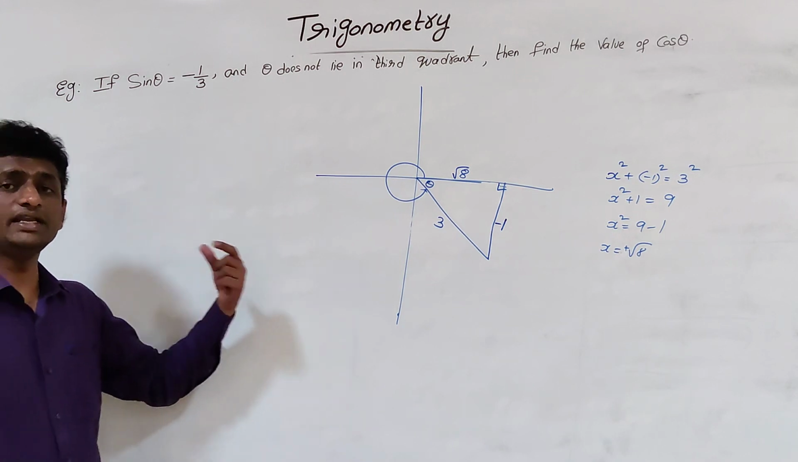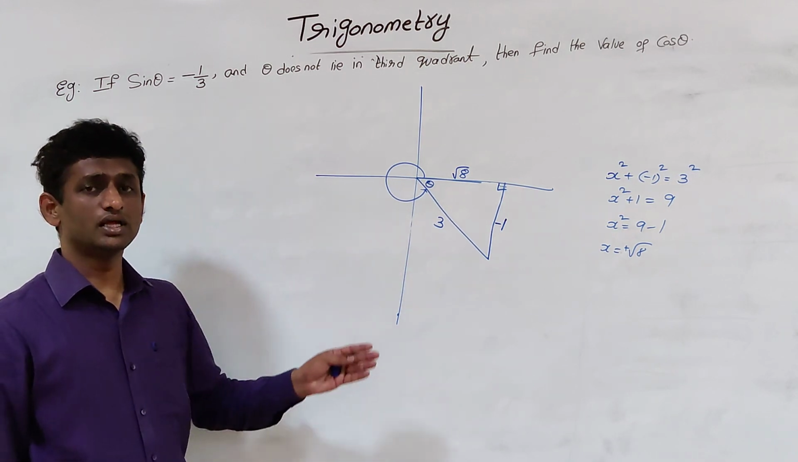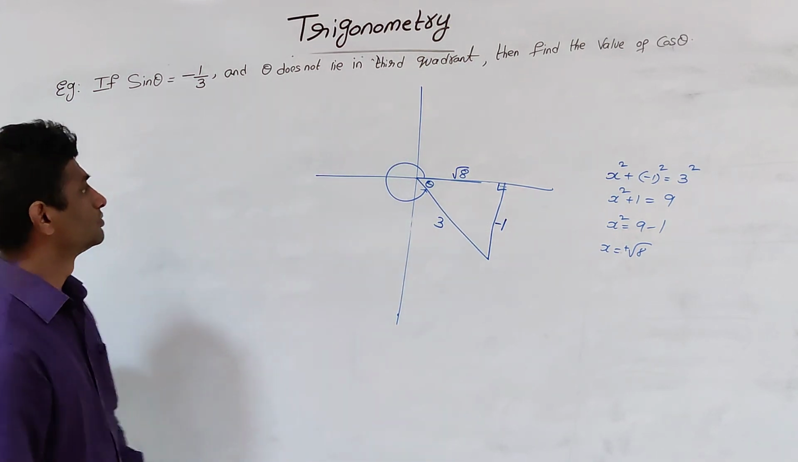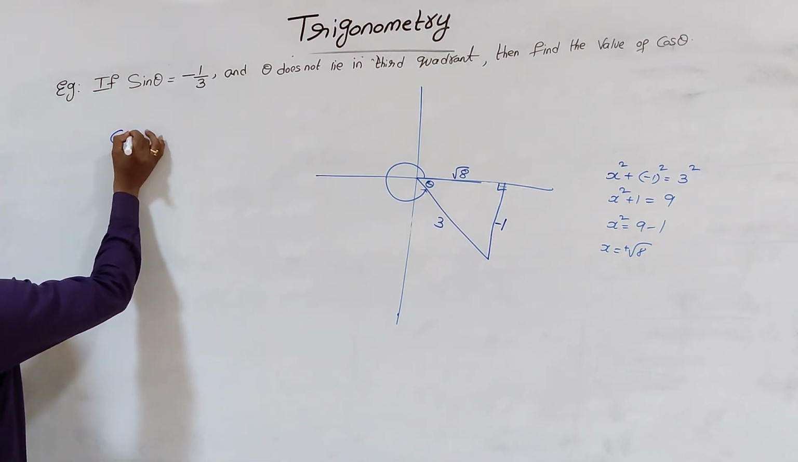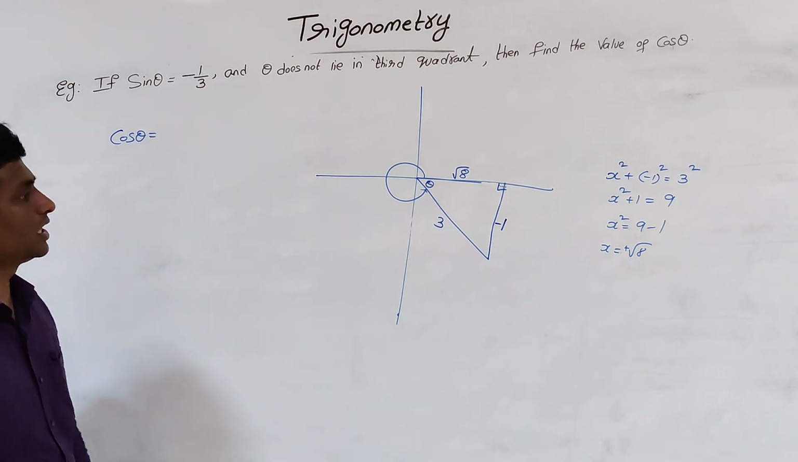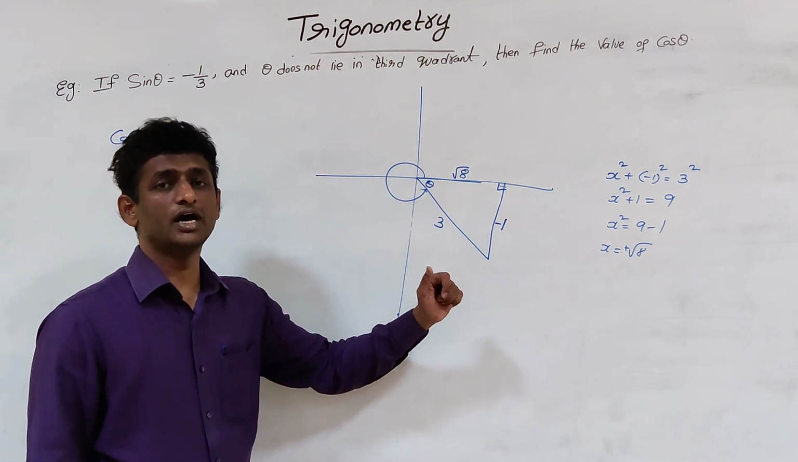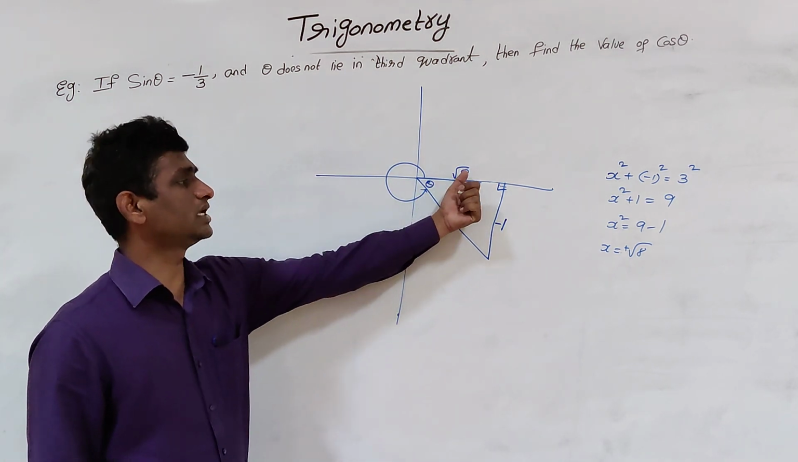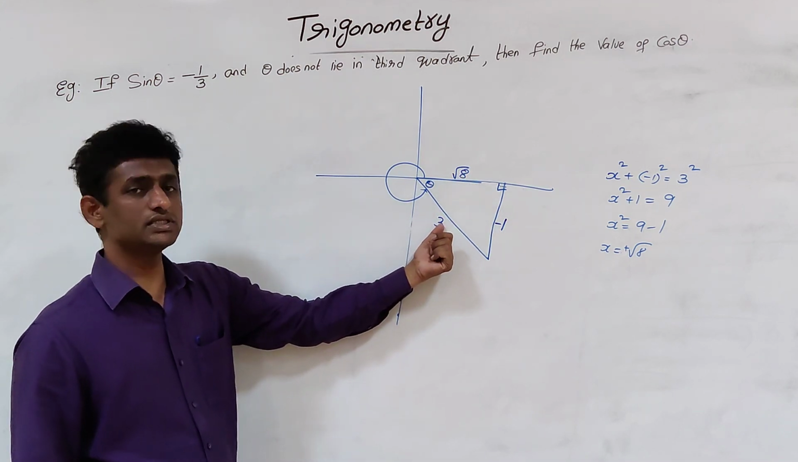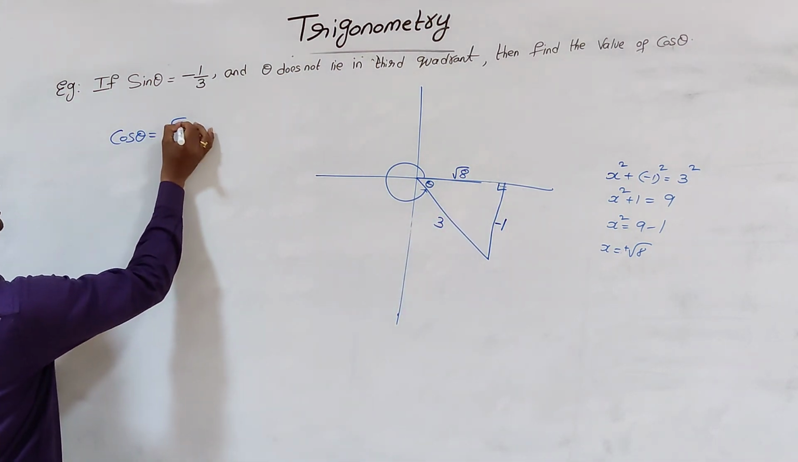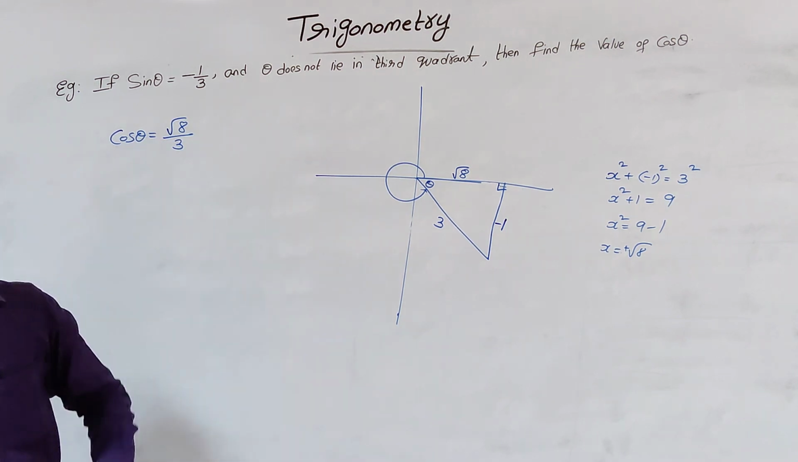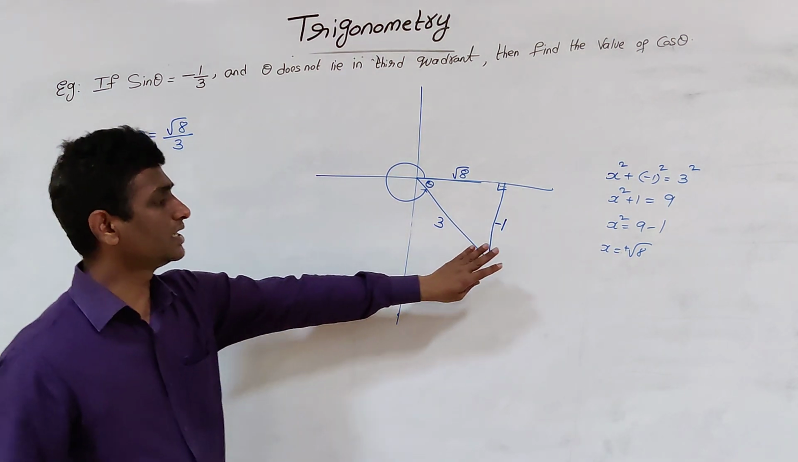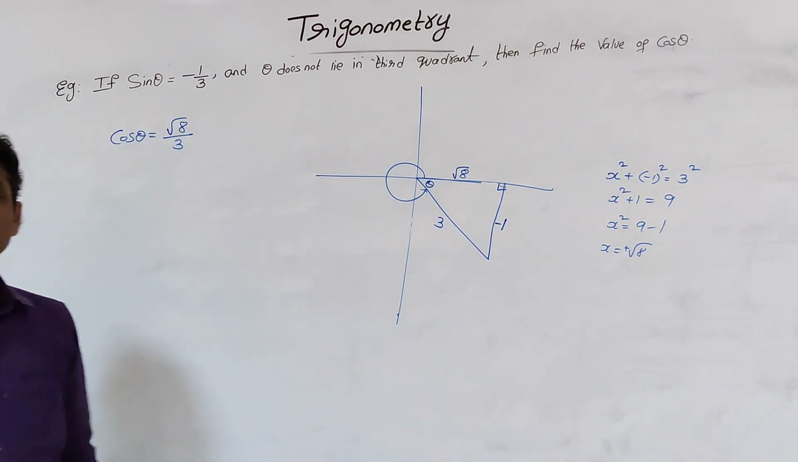Now we can find any trigonometric ratio apart from cos theta. But as he is asking what is cos theta, cos theta is adjacent side by hypotenuse. Adjacent side of theta is root 8 and hypotenuse is 3. So it will be root 8 by 3. Now if you observe, cos theta is a positive value, because theta lies in the fourth quadrant.